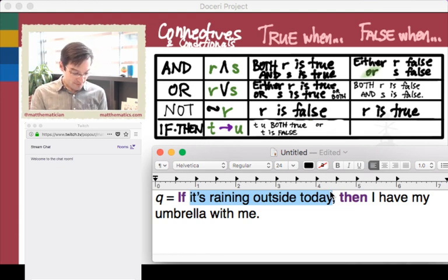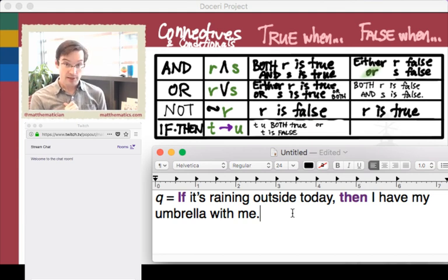And so if the question is on the other side of the courtroom, how do I prove one of these statements is false? What kind of evidence do I need to show that it's false? So if I come in making the claim, if it's raining, then I have my umbrella, and you're arguing with me, you want to prove me wrong, what evidence do you need?